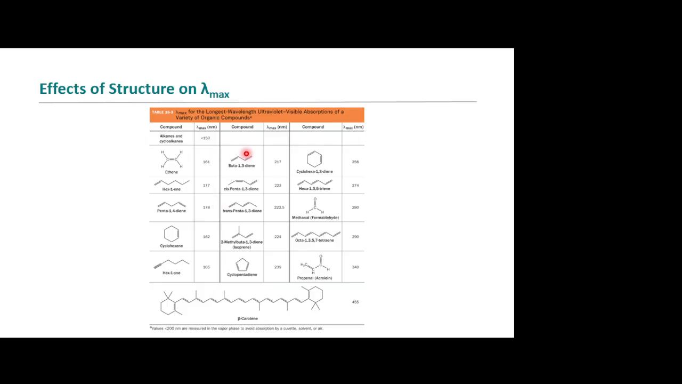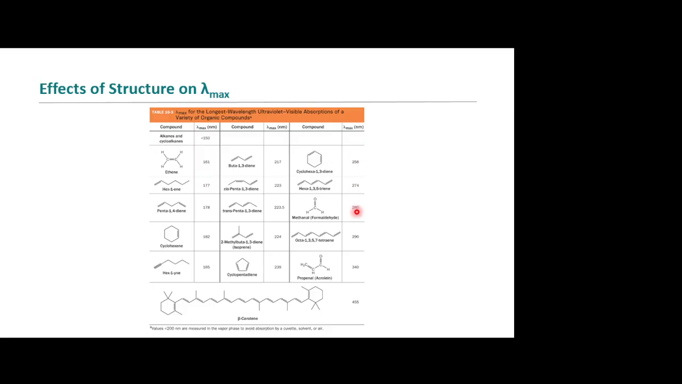But what if we conjugate them? That's not 278, is it? That one is 216, isn't it? Or 217, excuse me. And so if we conjugate these systems, what you're going to notice is this is going to increase the wavelength max. Okay? And further conjugation actually increases it more. Everybody see it okay?